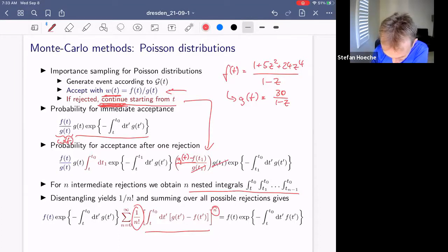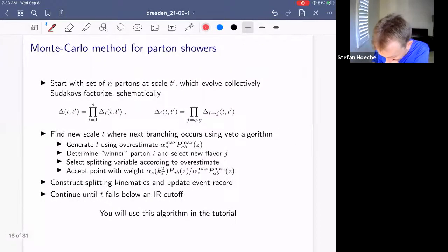So you find that this correction factor exponentiates, and combined with the a priori probability with which you draw the events, which gives you a g of t in the exponential, you find that, okay, schematically, this guy will cancel this guy, and what will remain is the f. So you have drawn precisely according to the distribution that you wanted to. That's the Veto algorithm. Now you use this to construct the Parton shower, and this is what you will do in the tutorial.